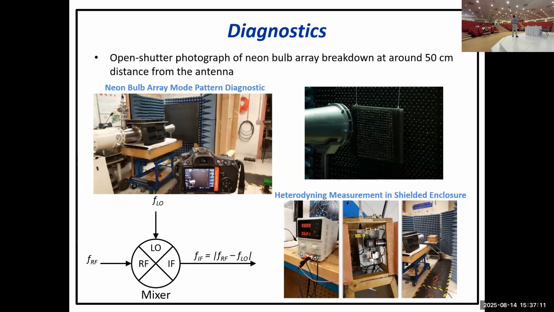I think I showed you this neon bulb array. We set up our first diagnostic to make sure that we are radiating power in the right mode. We put the neon bulb array here, shoot our pulses, and capture this with an OpenCharm camera. I actually have one of the videos I got on my iPhone when I was hiding behind the wall. Look, we have high energy electrons. Do you see this?